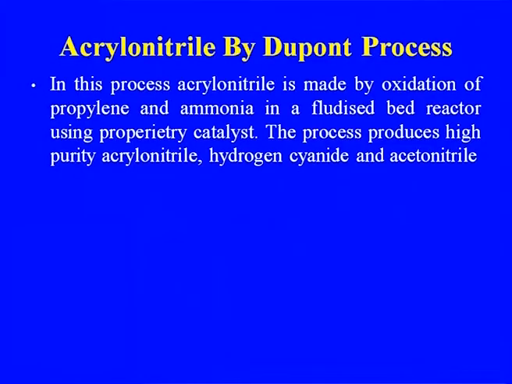Now there are also technologies where the acetonitrile may be optional, as in the DuPont process. In the DuPont process, acrylonitrile is made by oxidation of propylene and ammonia in a fluidized bed reactor using a proprietary catalyst. The process produces high purity acrylonitrile, hydrogen cyanide and acetonitrile. But here, as I told you, the acetonitrile may be optional also.